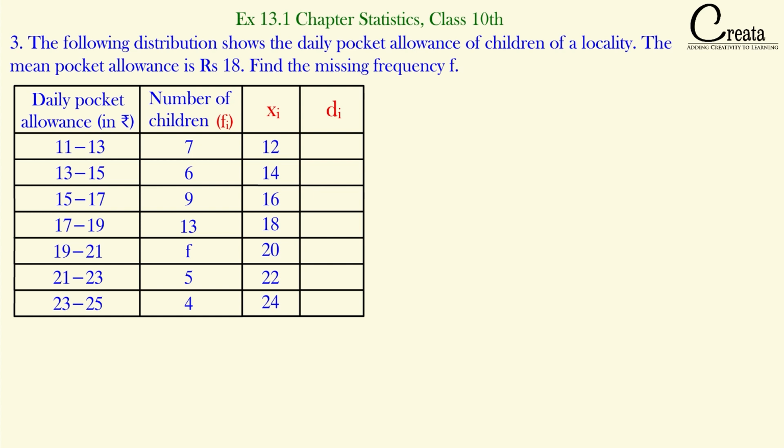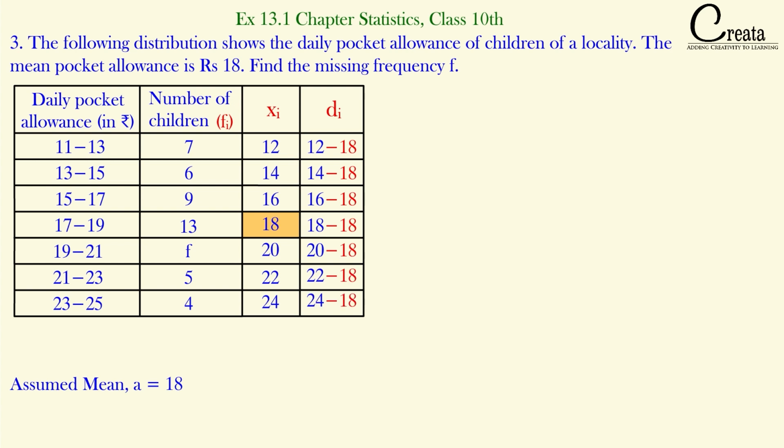Let's find di. How do we find the value of di? We will take one of the values of the observation as the assumed mean. Let's take the midpoint, which is 18. Let's take 18 as the assumed mean, which is a. And how do we find the deviation? We subtract the assumed mean from all the observations.